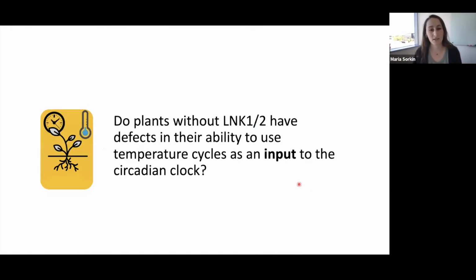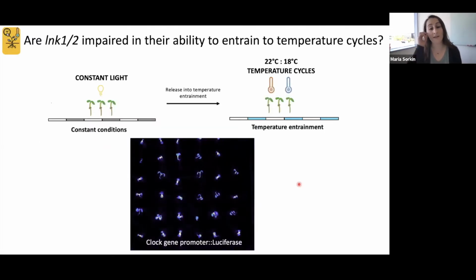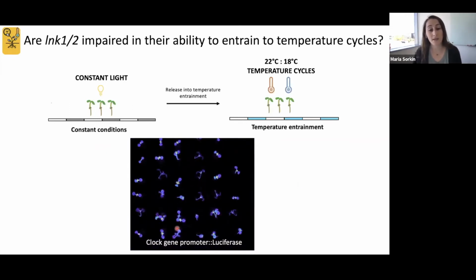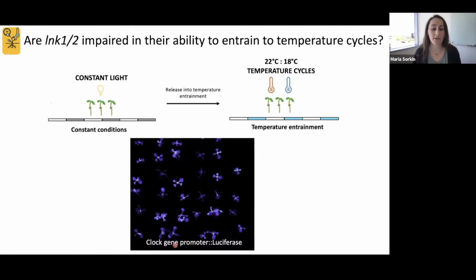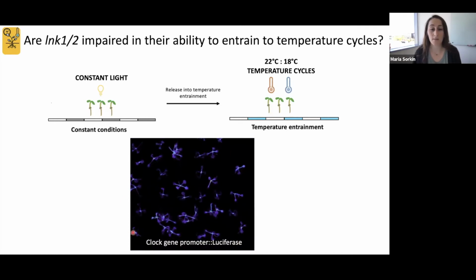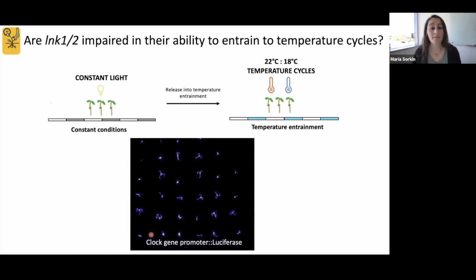Okay, so the next question we asked was whether the links have a function in using temperature as an entrainment cue or a synchronization cue to the circadian clock. And to answer this question, we're using a luciferase reporter assay. That's pictured here, where we have a clock gene promoter driving the expression of luciferase. And this is just an easy way to monitor clock activity.